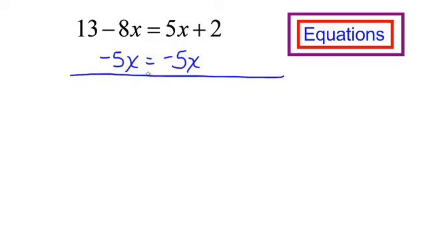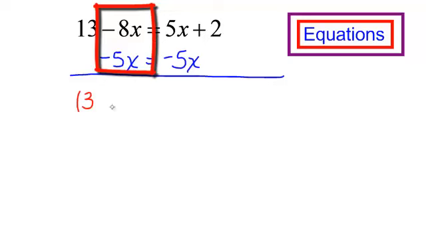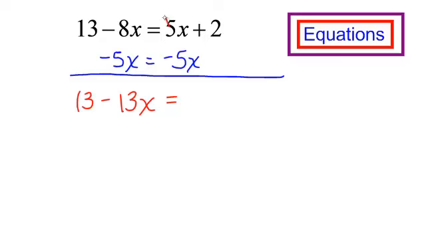Well, let's see what happens. I will bring down my 13, negative 8x, and a negative 5x. Well, that is a negative 13x. On the right side, would you look at that? The 5x and the negative 5x are gone. Out of there. I planned it that way. I will have 2 left. And now we're down to a regular 2-step equation. I have 13 minus 13x equals 2.